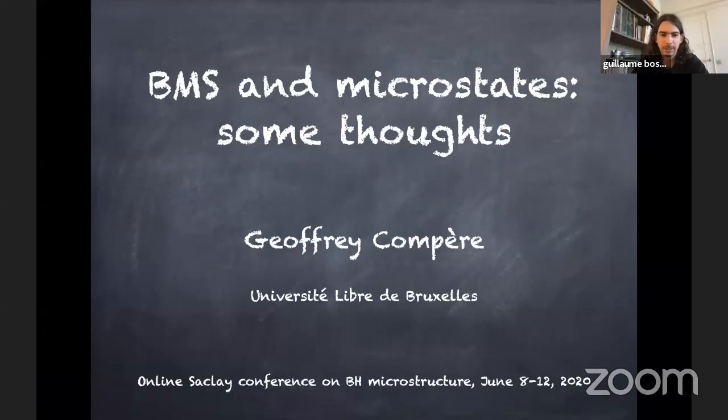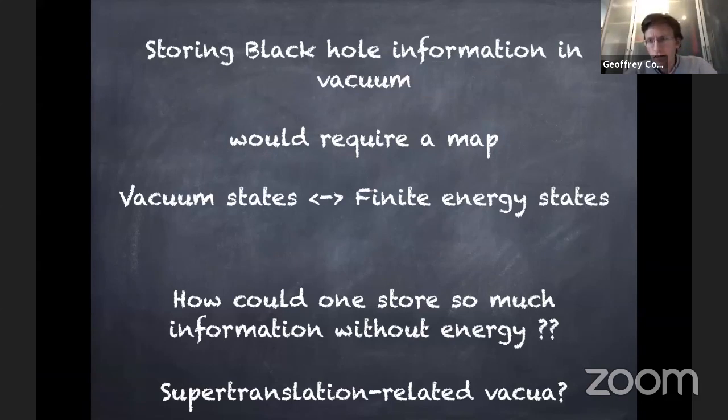Go ahead. Okay. So as far as I understand, the soft proposal requires storing black hole information in vacuum states. So it looks to me like it requires a map from vacuum states to finite energy states to be able to store all the information of the black hole. So please correct me later on, Malcolm, if it's not what is meant. But it seems to me very hard to store so much information without energy.